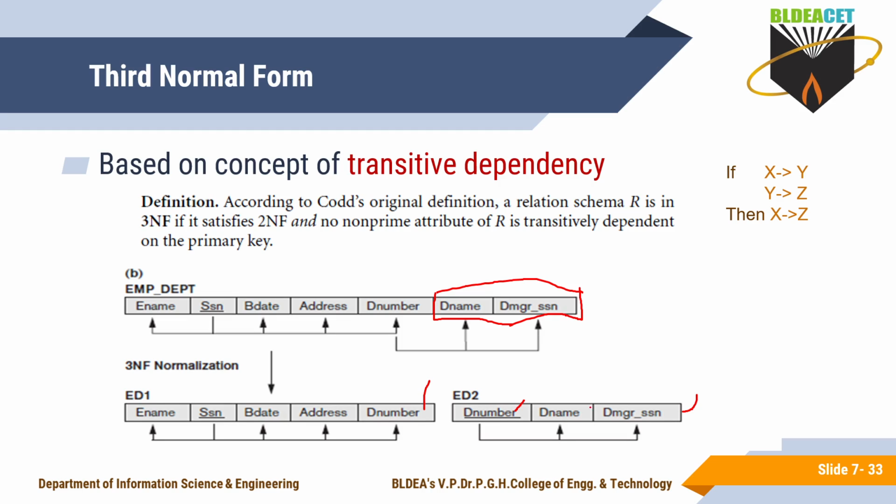Yes, D name and manager SSN are fully functionally dependent on D number. And E name, birth date, address and D number are fully functionally dependent on SSN. It satisfies the second normal form, and here you are not using a transitive dependency. That's why it is also in the third normal form. If there were a transitive dependency, the criterion is that no non-prime attribute of R is transitively dependent on the primary key. If these conditions are satisfied, then you call it third normal form.